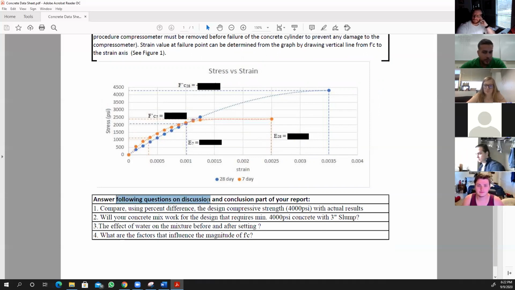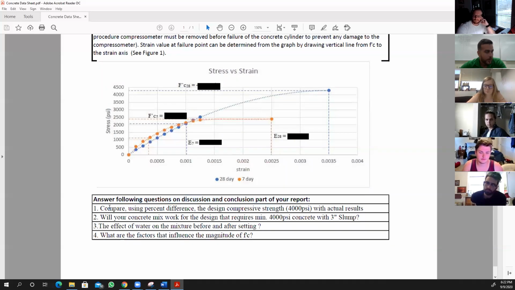And you have to answer the following question in your report. Compare, using percent difference, the design compressive strength of 4,000 PSI with the actual result. 4,000 PSI was advertised on this concrete mix bag, so I'm shooting for 4,000. You just need to compare. Why is it 4,200 instead of 4,000 PSI? Obviously, something went well, or I reduced the workability by adding less water and increased the strength, or I cured more than I was supposed to, or some good thing happened.